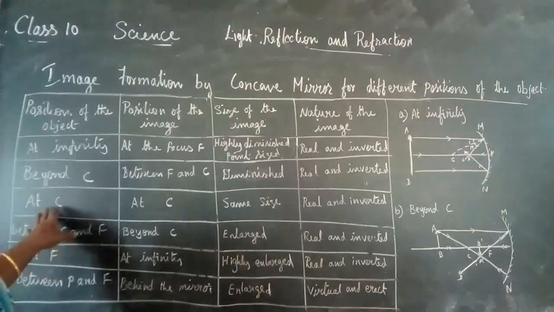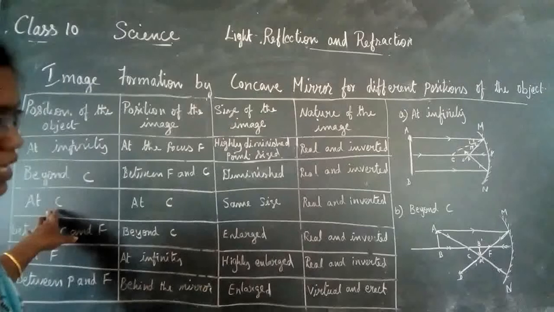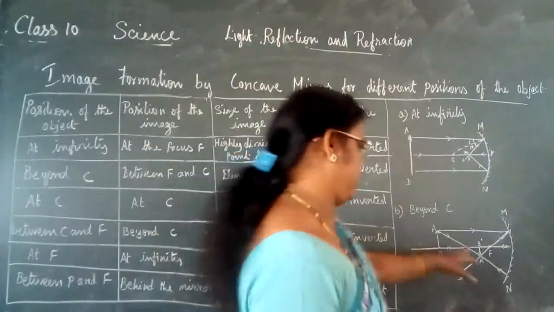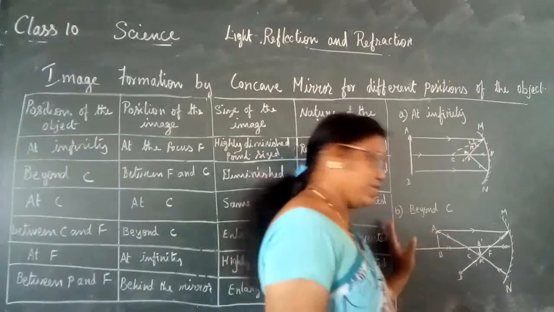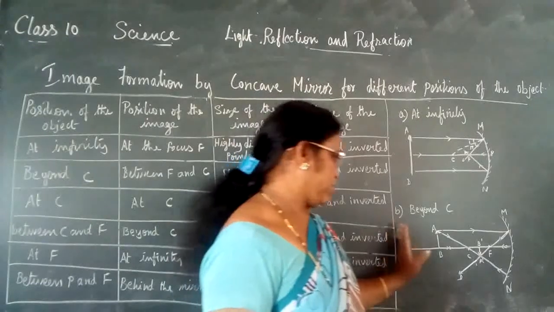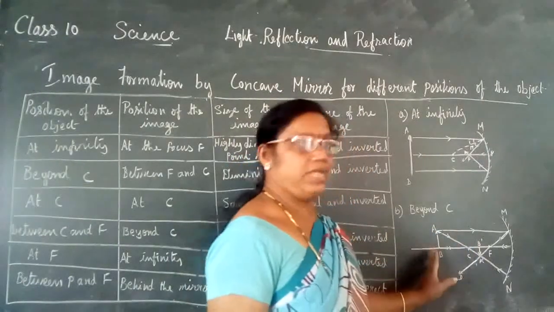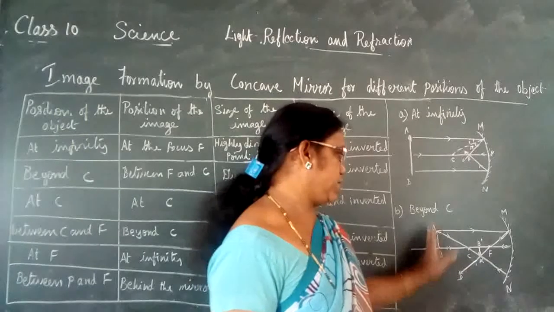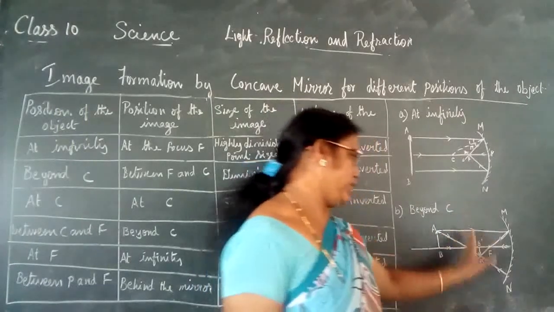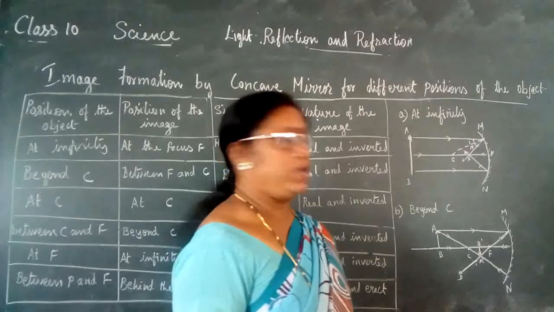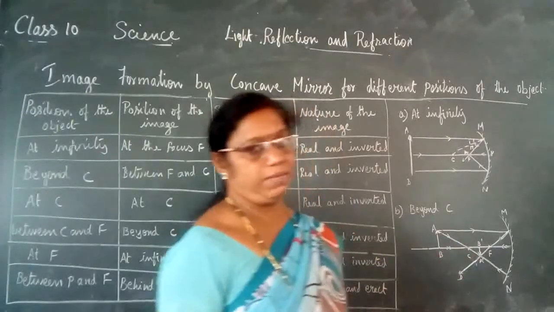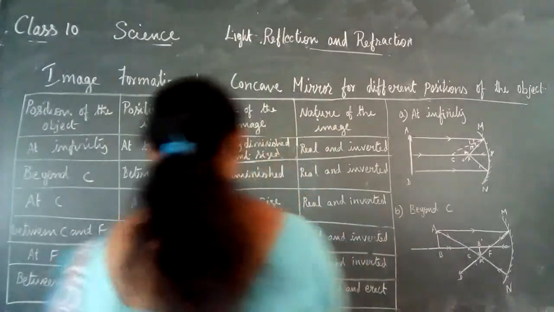Next, we are going to see if the object is placed at C. So first, the object is at infinity. Next, we brought it closer and kept it beyond C. Next, we are going to keep the object at F. If the object is kept at F, where will we get the image? Let us see.